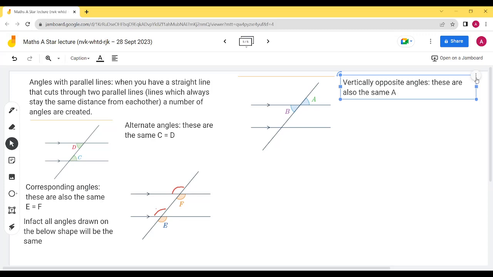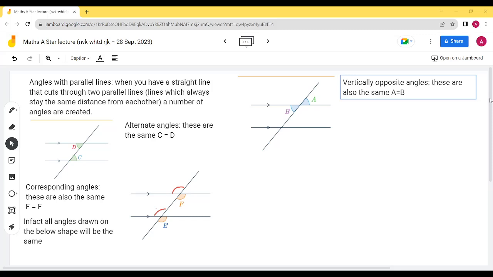And so these are also the same. So A equals B. You're going to have all of these angles staring across at each other, all the corresponding ones, all the alternate angles. Sometimes there are different ways to find the same piece of information, but they are the same as well.